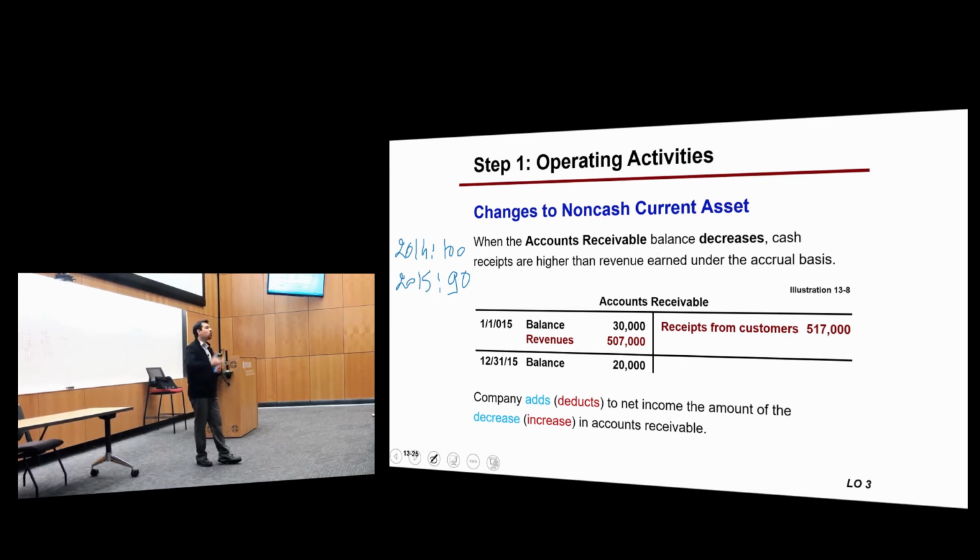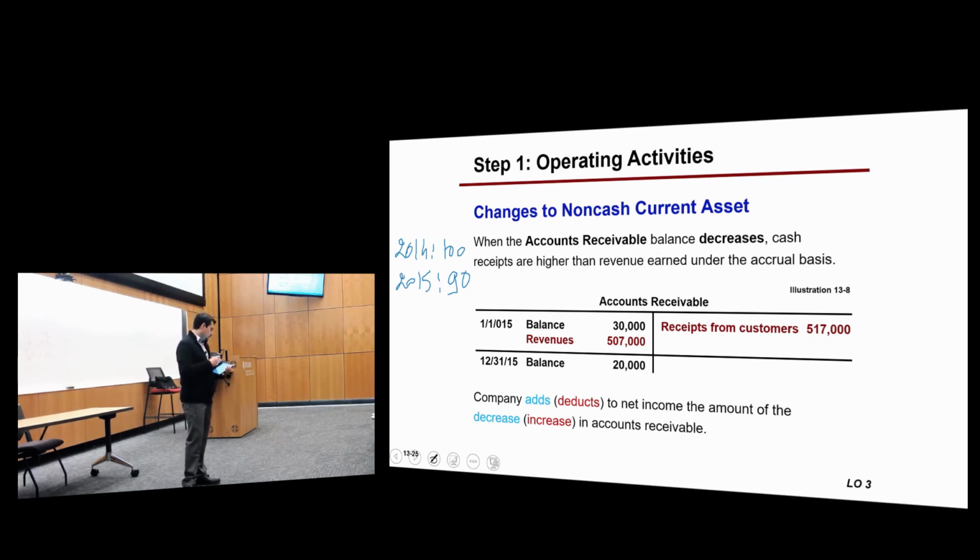So what happens in this case? You have more cash. The company received more cash than they actually recognized. So what do you need to do? You need to add those $10,000 to cash, right? Now this is what? This is a decrease in accounts receivable. The customers owed originally 100,000, and now they owe 10,000 less. That means they paid 10,000 out of that. So you add the decrease in accounts receivable.